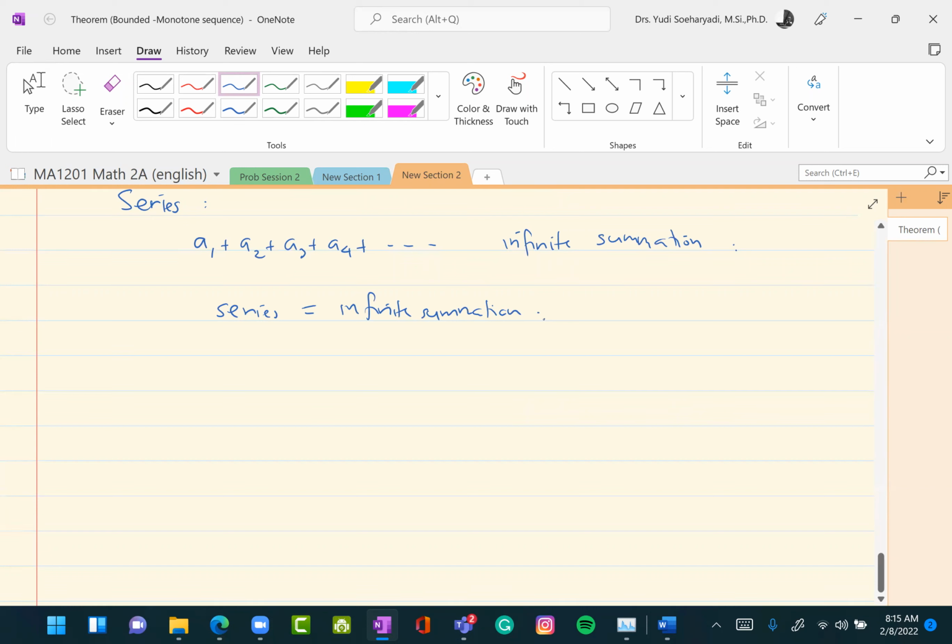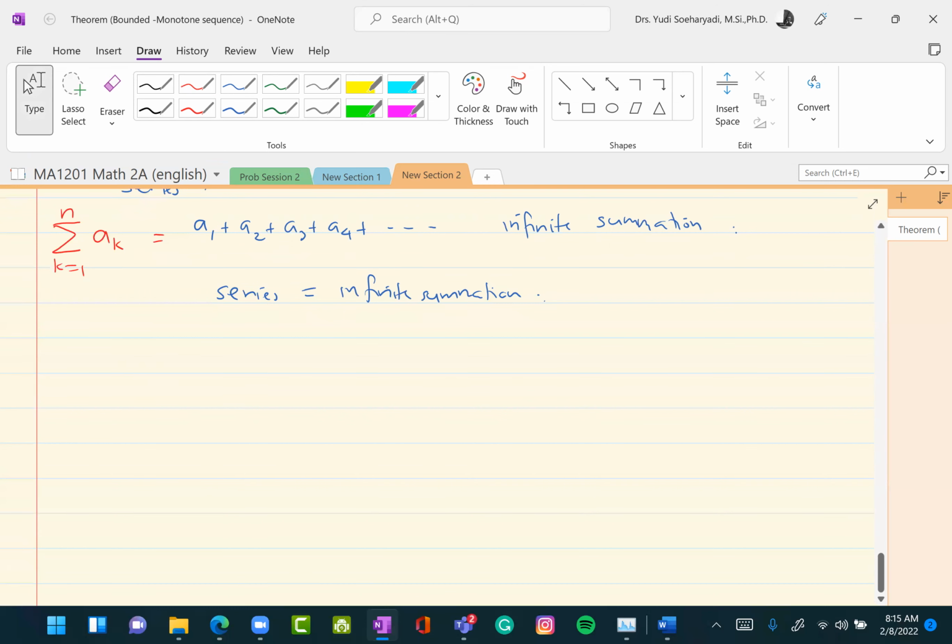Sometimes we write it down with sigma. Now we use the sigma notation again, from 1 to n. So how do we make sense of this infinite summation? We won't be able to complete the summation simply because there are infinite terms. So how do we say this converges or not?